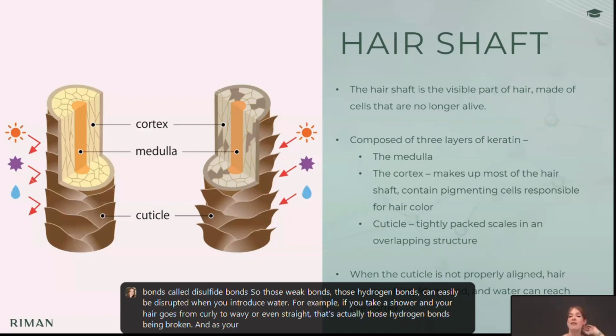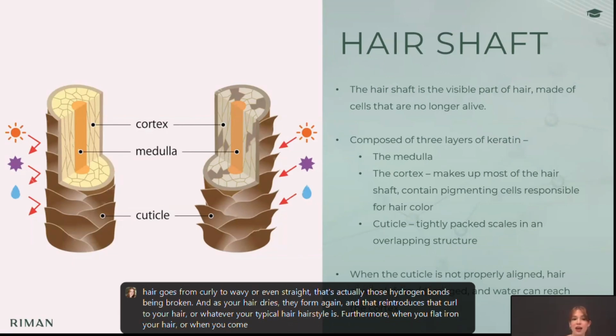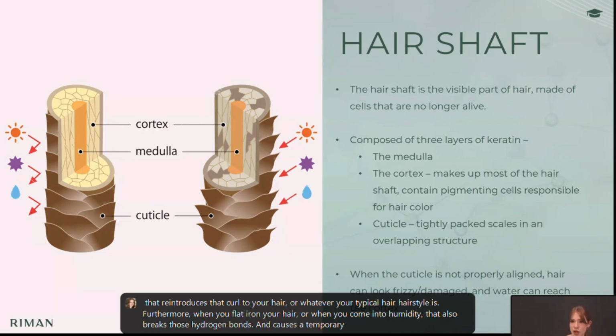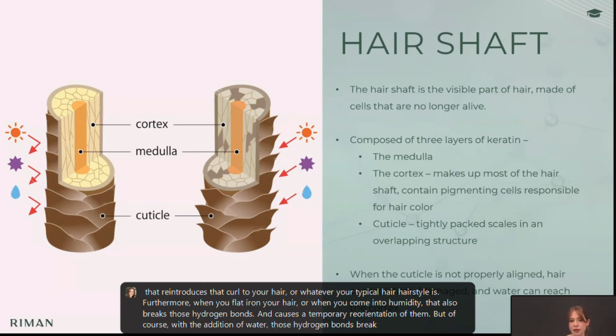And as your hair dries, they form again, and that reintroduces that curl to your hair or whatever your typical hairstyle is. Furthermore, when you flat iron your hair or when you come into humidity, that also breaks those hydrogen bonds and causes a temporary reorientation of them. But of course, with the addition of water, those hydrogen bonds break and realign again.